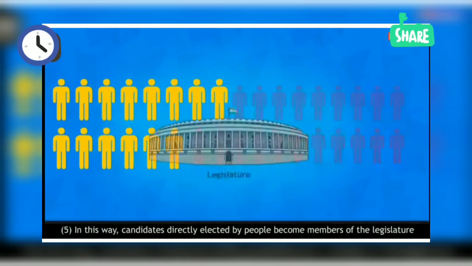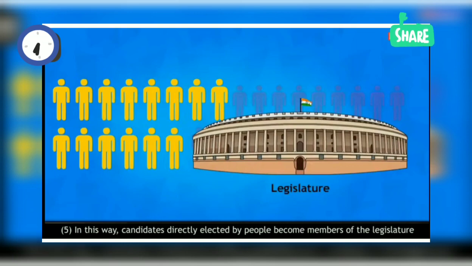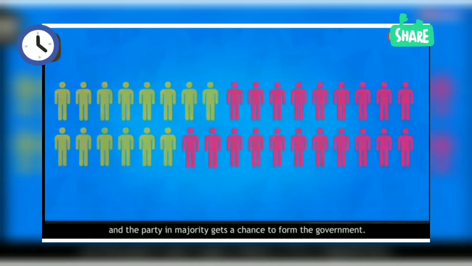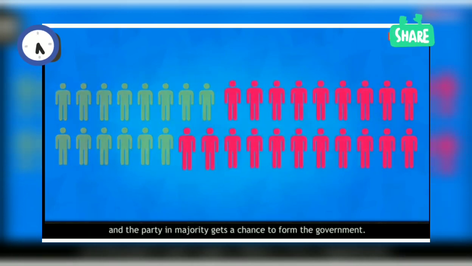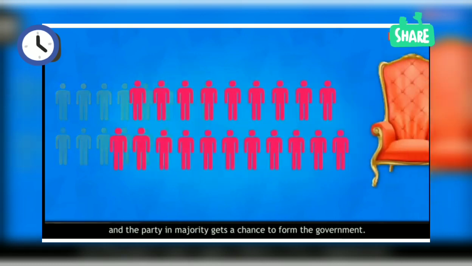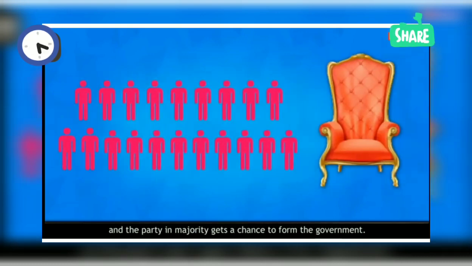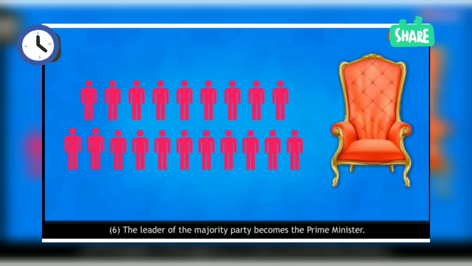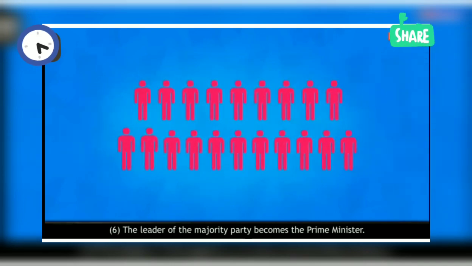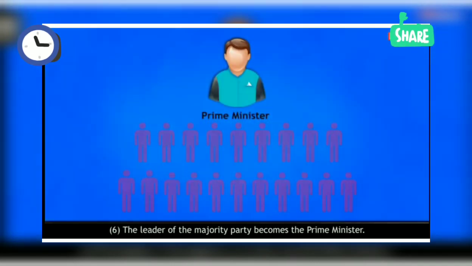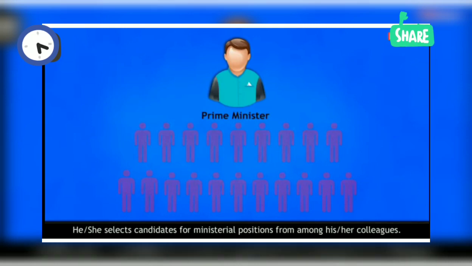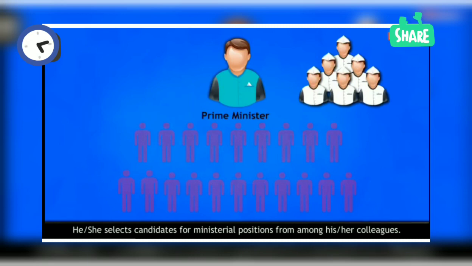The legislature are the people who make the laws. So the people who win the elections go to the legislature, and the party in majority gets a chance to form the government. Whoever gets the majority forms the government. The leader of the majority, for example in BJP, the leader is Prime Minister Narendra Modi. That's why he is the Prime Minister.